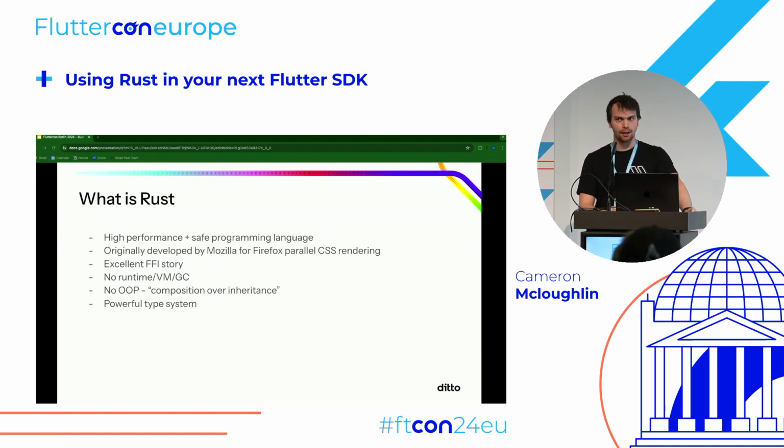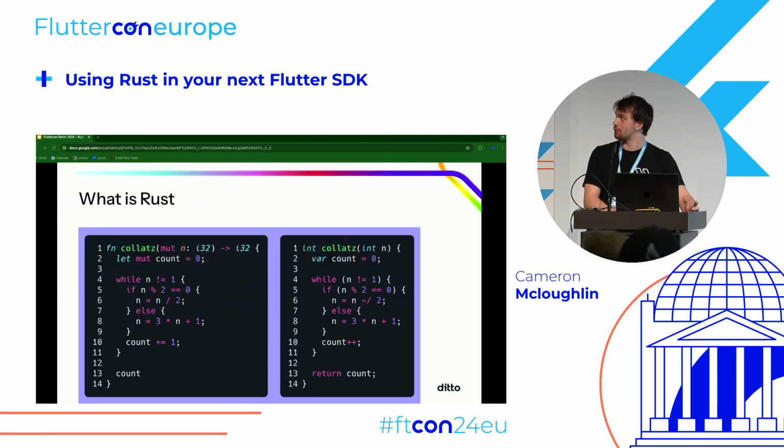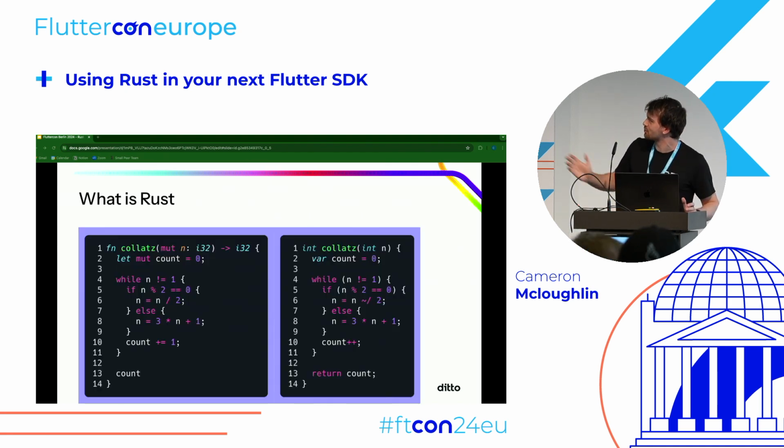It's not an object-oriented language. There's no classes, there's no inheritance. They do have encapsulation, they do have polymorphism, but it takes a slightly different approach. So if you've never seen any, here's some snippets. First impressions, probably it's quite similar to Dart in a lot of ways. You've got a few differences. You've got the little arrow for the return type and let mut instead of var, but they're quite similar looking languages on the surface.